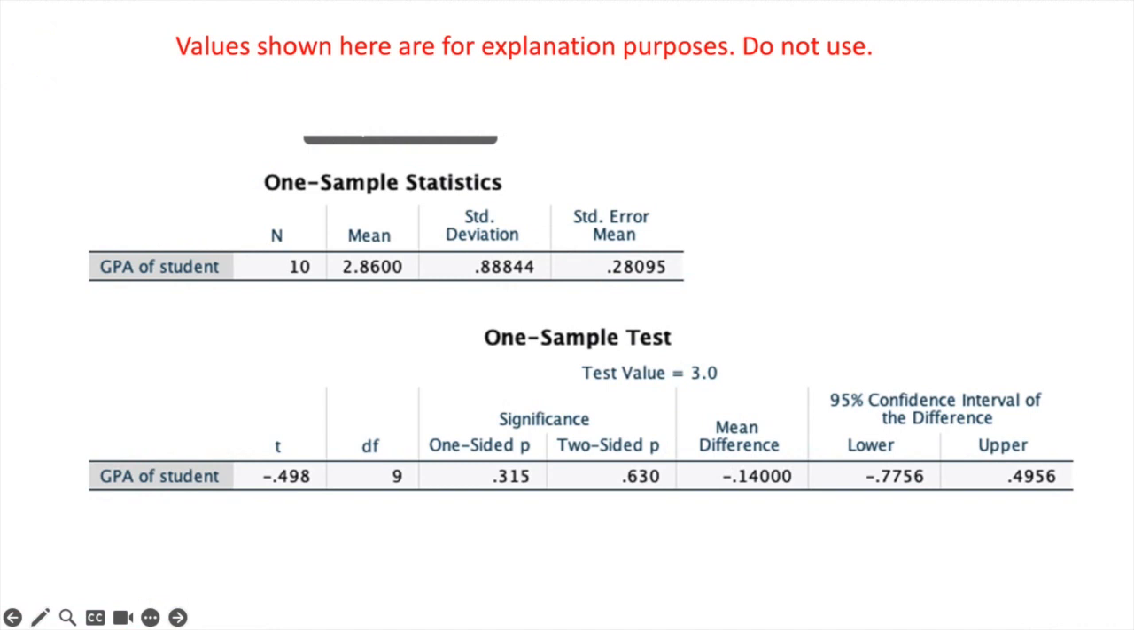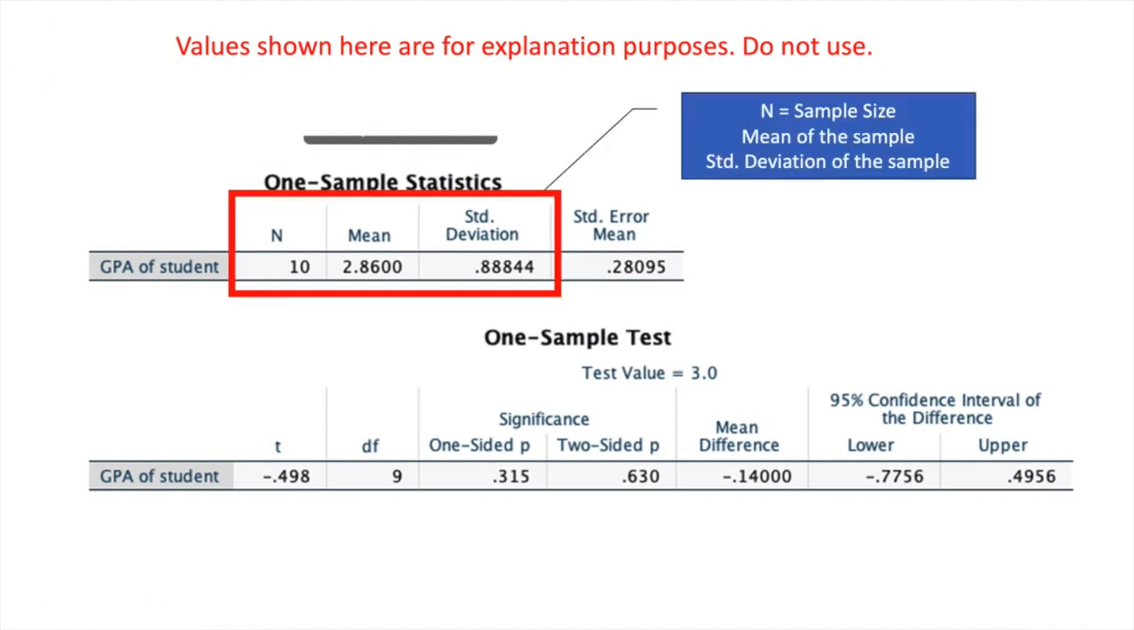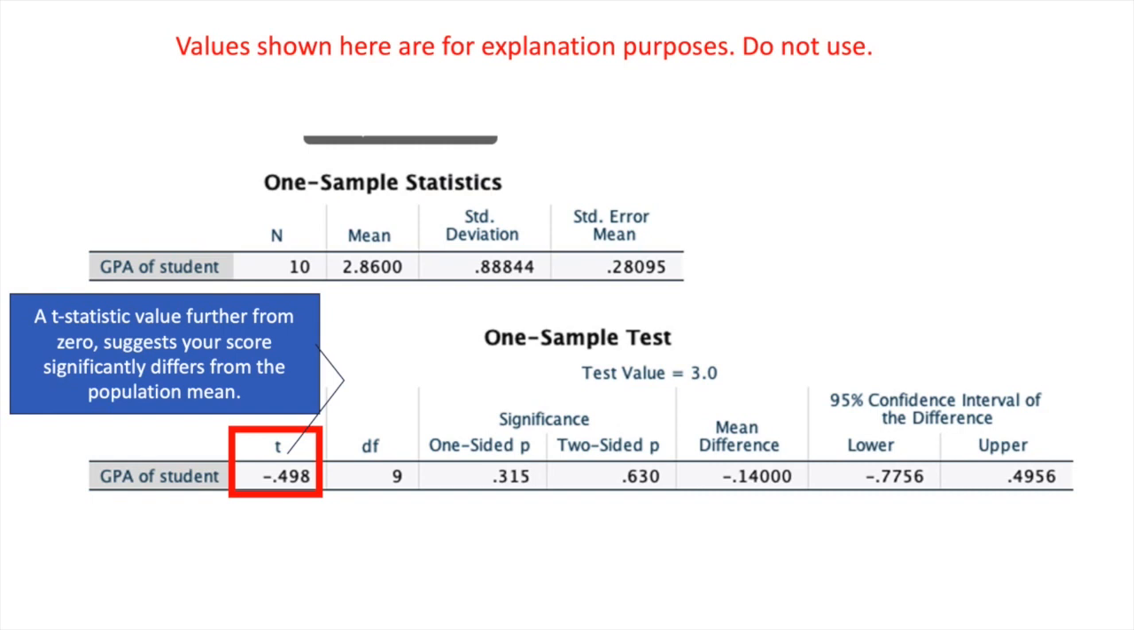Okay, so this is what you're going to see when you generate the results. On the top, remember, this is a sample, just for demonstration purposes. These are not the actual values you're going to get. You will see the sample size, which is n, the mean of the sample, the standard deviation of the sample. You will also get the t statistic. Please note that it's just a standardized difference between the two means. That's what the t statistic means.